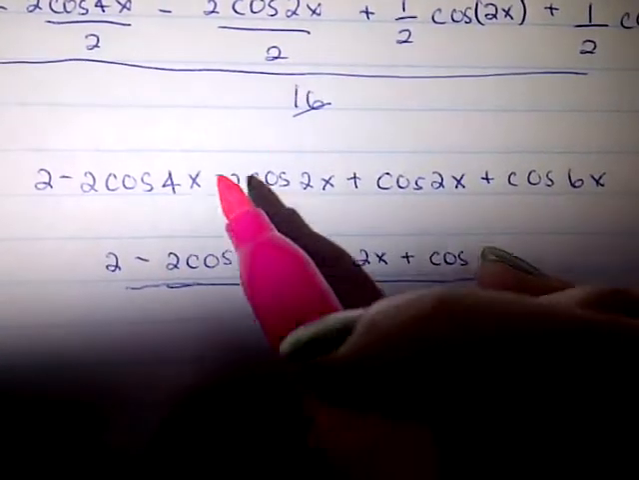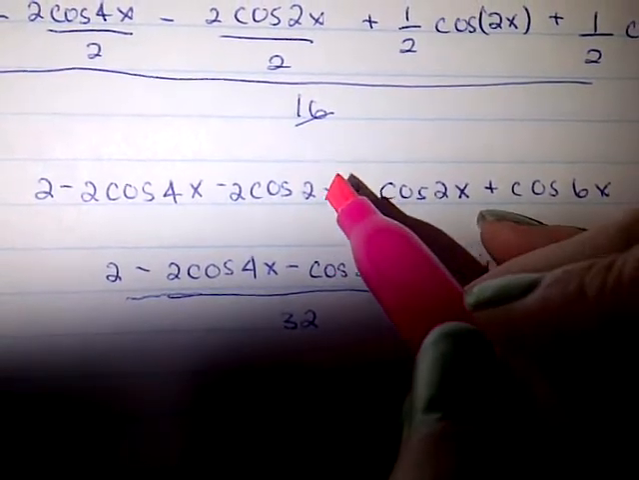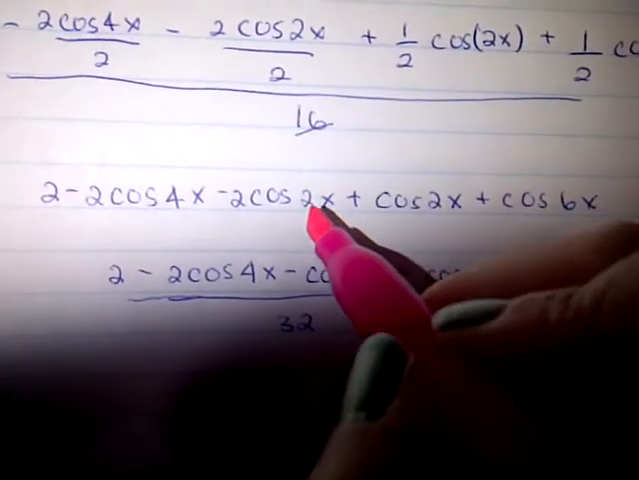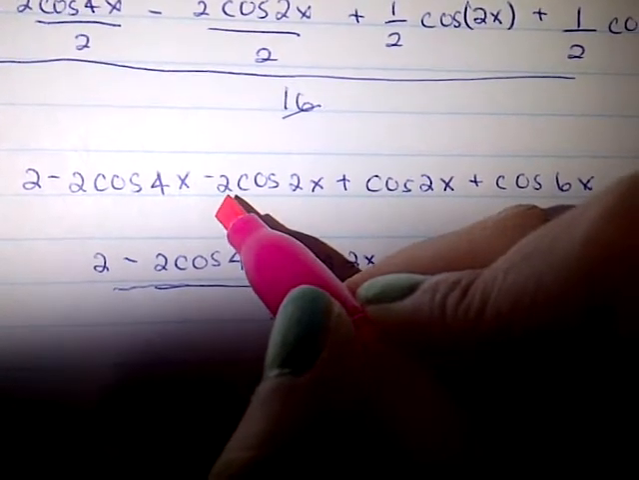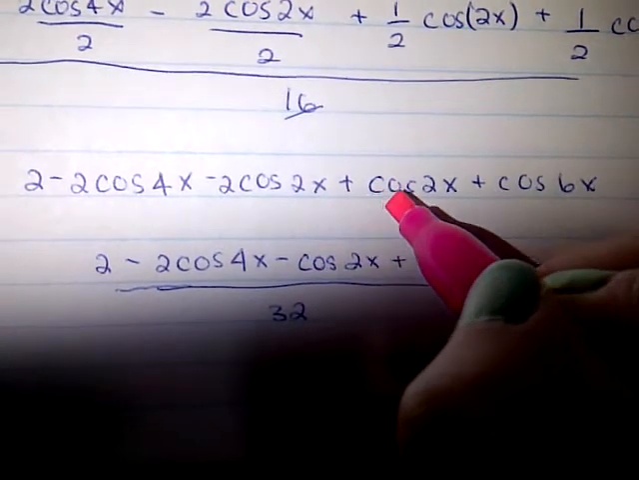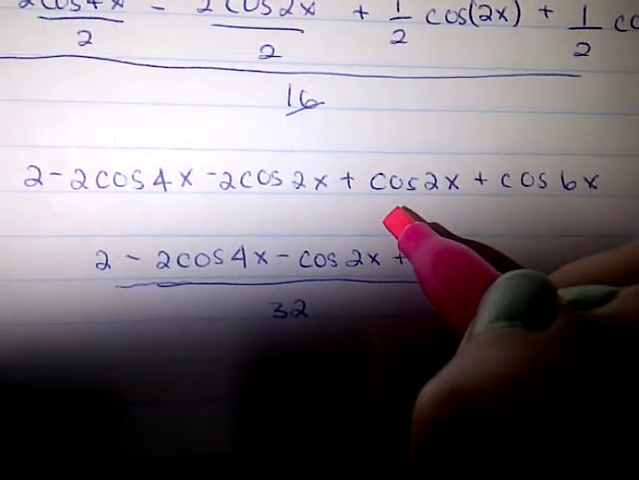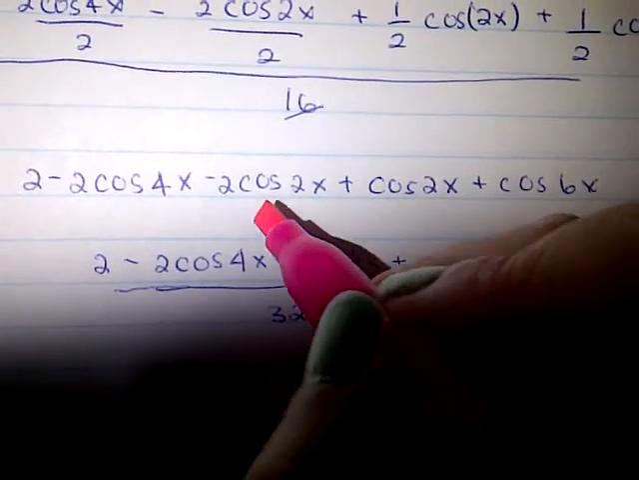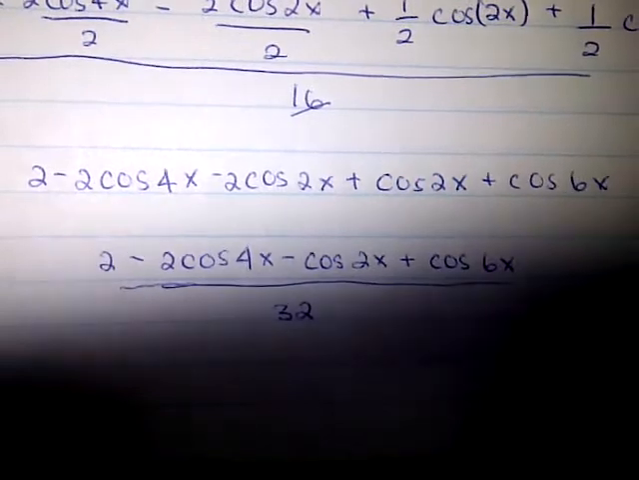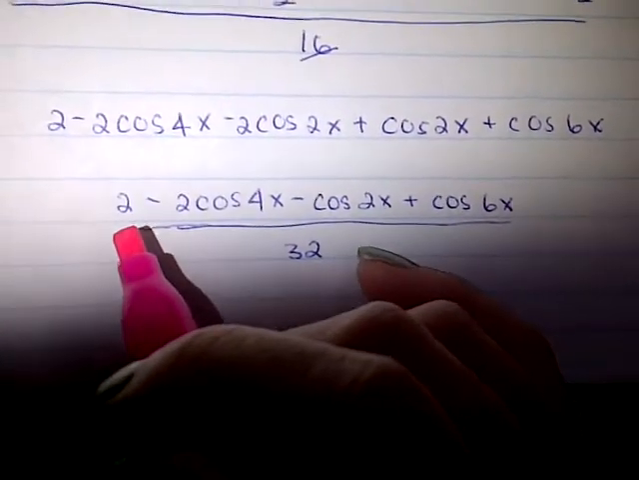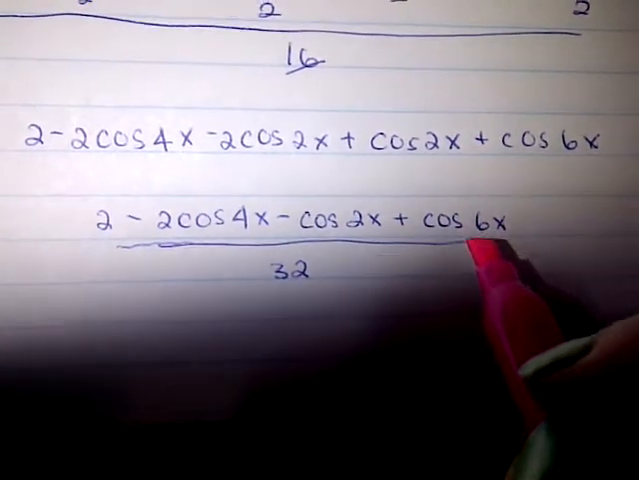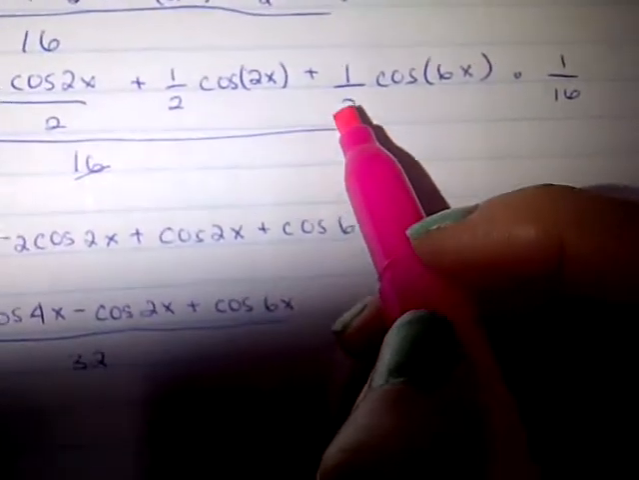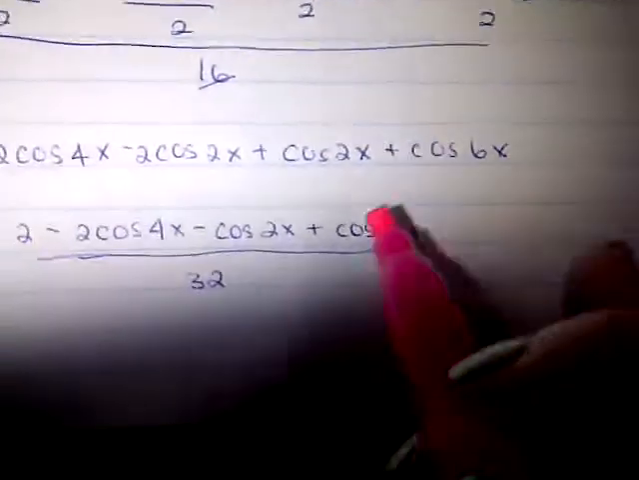After that, you see that since some of the cosines have the same terms, you can combine like terms. So negative 2 cosine 2x and cosine 2x can be added, which will leave us with negative cosine 2x, and that's pretty much the only thing you can add. So your answer will be 2 minus 2 cosine 4x minus cosine 2x plus cosine 6x all over 32, because from here you're going to multiply 2 and 16 and you'll get the denominator of 32. And that's your answer.